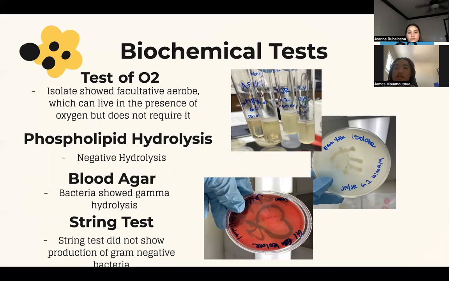Now for the testing of O2, it showed that there are aerobes, or bubbles producing, meaning that oxygen was required for growth of our bacteria. For the phospholipid hydrolysis, we also got a negative result. For the blood agar, we did end up getting some gamma hemolysis present. And for the string test, it didn't pass the string test, meaning that our bacteria was not gram negative, but gram positive instead.